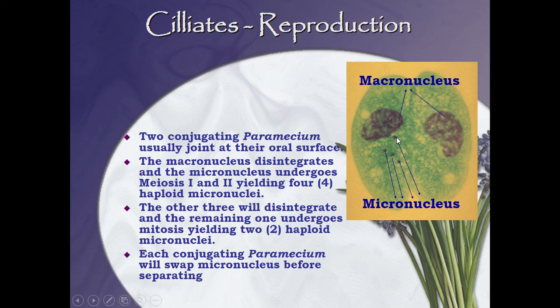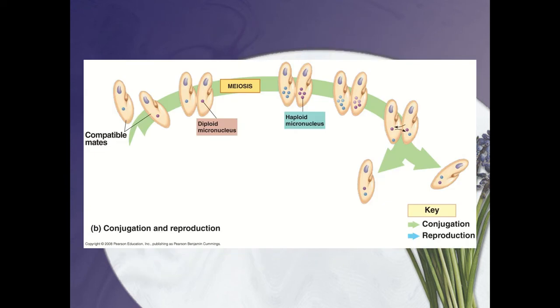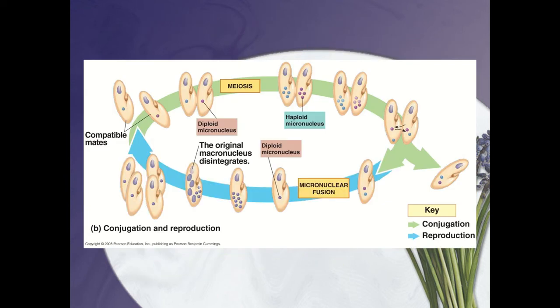As you can see here, this is a macronucleus. The function is for feeding and waste removal. Meanwhile, the small micronuclei here are important for the conjugation process. This is the conjugation and reproduction process.